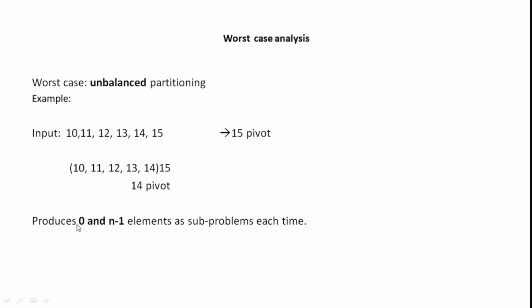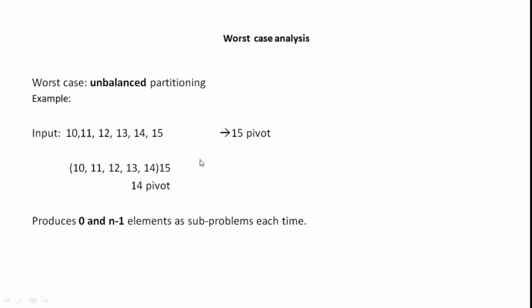So this partitioning has produced two subproblems, that is 0 and n-1. If this whole array is n, then 15 is already sorted, and the next subproblem is n-1, because we are not going to touch 15. There are 6 elements, so 15 is already sorted, and we are left with 5 elements. Again quicksort will be applied on the left and right parts. Since in this example we don't have a right part, it will be performed on the left part. Again 14 will be taken as pivot.